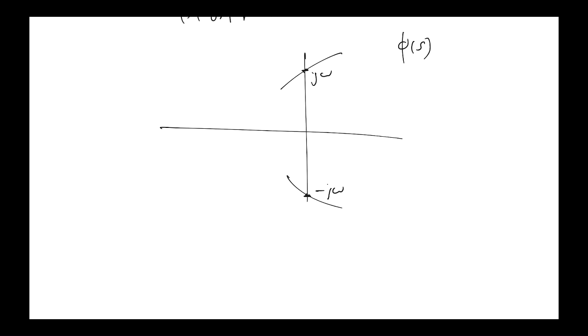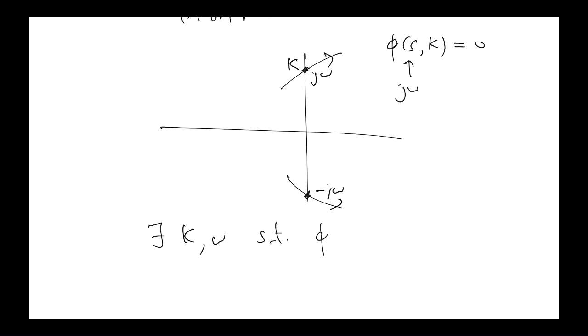So if part of the root locus crosses the imaginary axis, this thing in general is a function of s and k. We're saying there's a value of k that puts the zeros here, for s equal to j omega. That's what it means for the root locus to cross the imaginary axis. There must exist a k and an omega such that phi of j omega, k is equal to 0. So we're trying to find out what these are such that this holds.